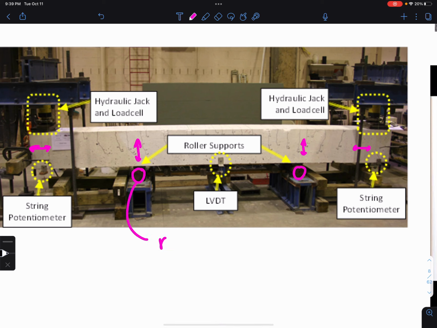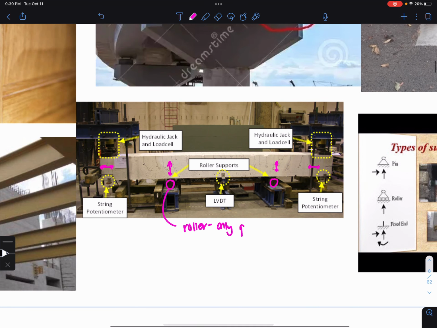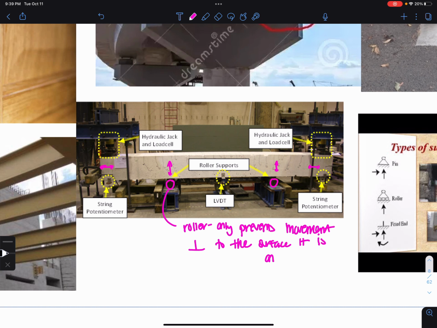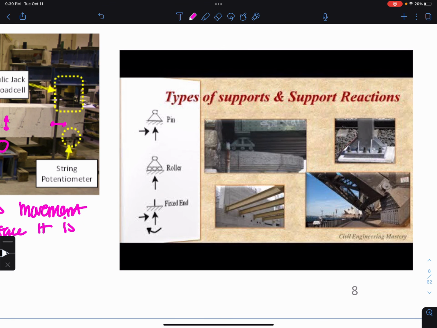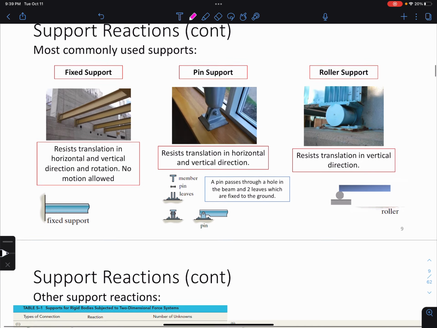So a roller only prevents movement perpendicular to the surface it's on. It just basically provides a normal force. Okay. Here are some common types of supports and reactions, simplified, and I'm going to go over a table with you that I'm going to be referring back to in almost every topic from here on out. Okay, and we'll show you all of those support reactions.